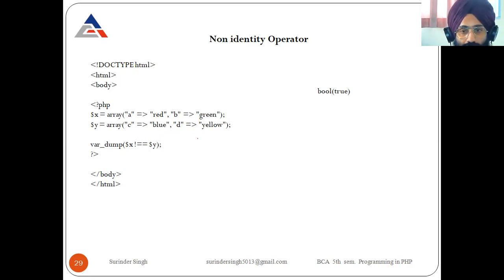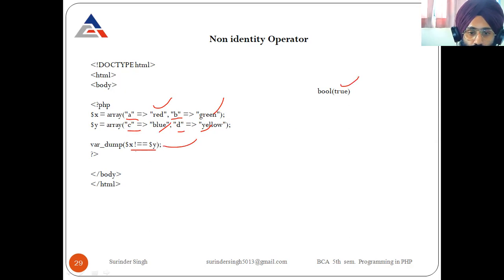Now, next is non-identity. It will return true if x and y are not identical to each other, meaning if they have different keys, different values, and in a different order also. Clear? And of different types. So here keys are a and b, and here keys are c and d, and also the values associated with the keys are different. Clear? So x is not identical to y and it returns true. We are also checking x not identical to y, and x is not identical to y, so it returns true. Clear?